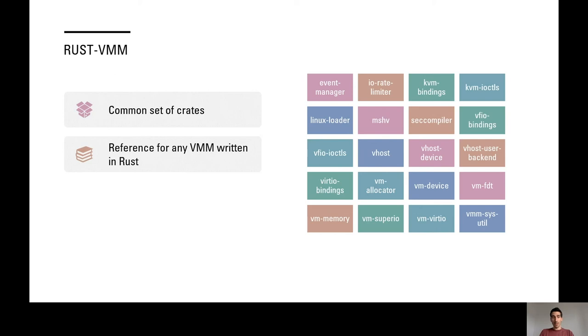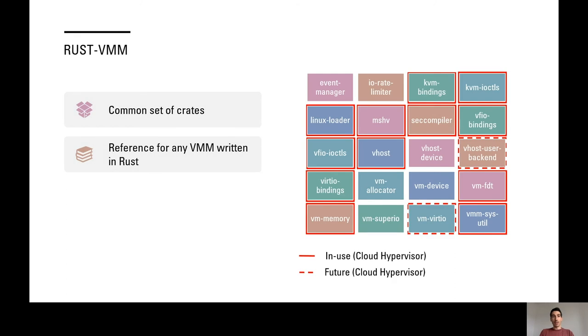And so here you can see a list of those crates that are proposed by Rust VMM. And in the context of Cloud Hypervisor, we rely on a bunch of them already. There are some that we're not interested in, but like the ones that you can see with the red dashes, these are the ones we're actively working on, so that we will soon rely on those crates, because they're actually very important in the context of the VMM, especially the virtio one.